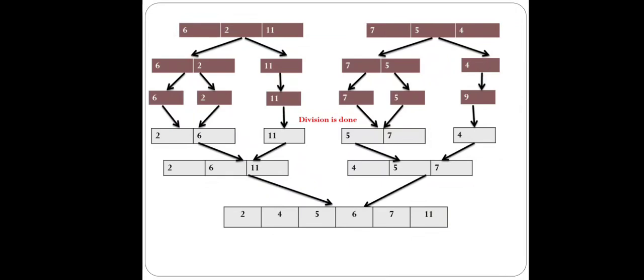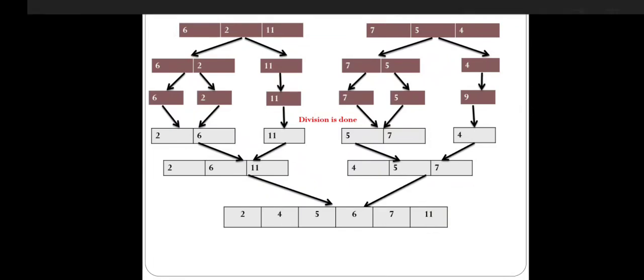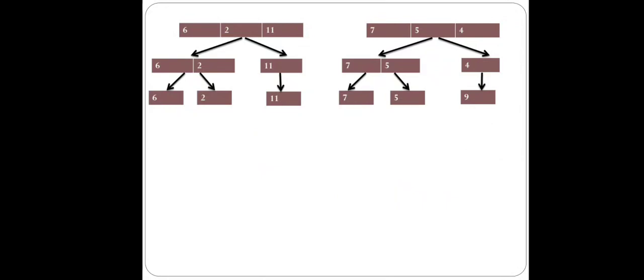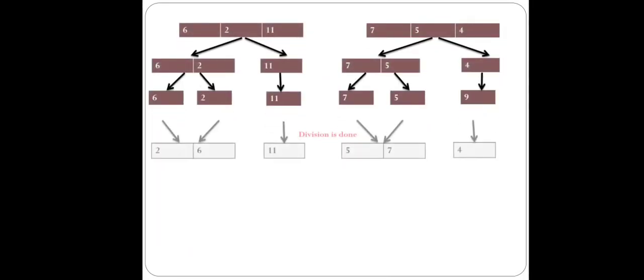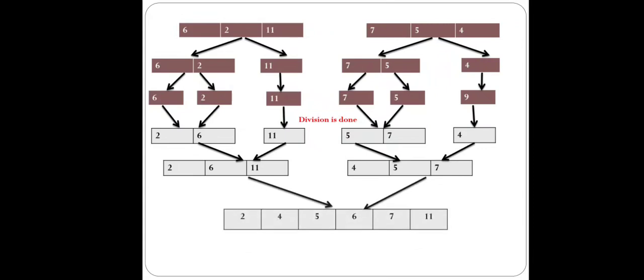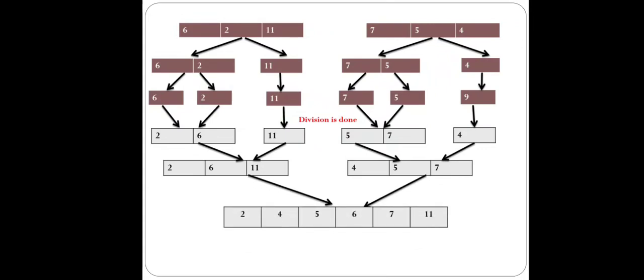And after continuously doing this, we get our output array which is sorted. So here we get the output as 2 4 5 6 7 11, and our input is 2 6 11 4 5 7, that is, we find the sorted output array. So this is an implementation of merge sort.